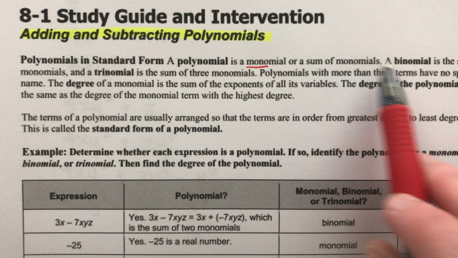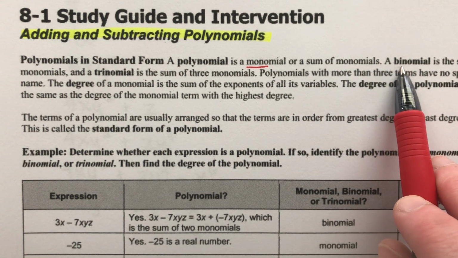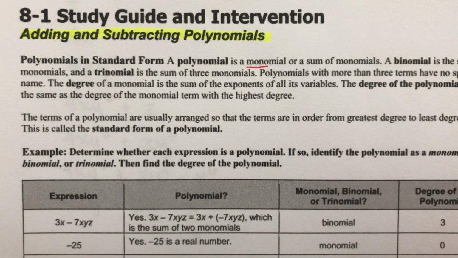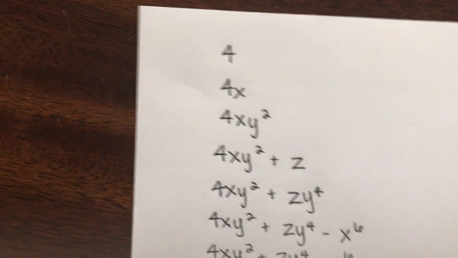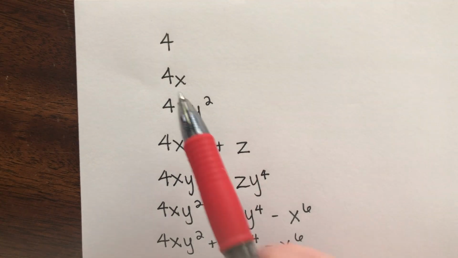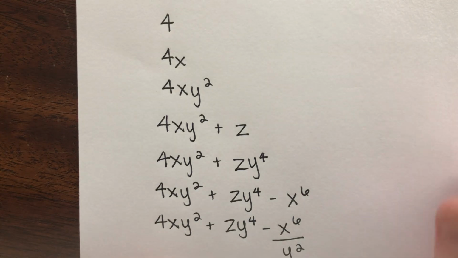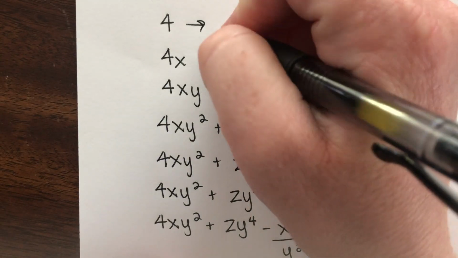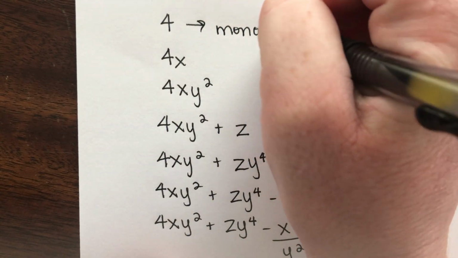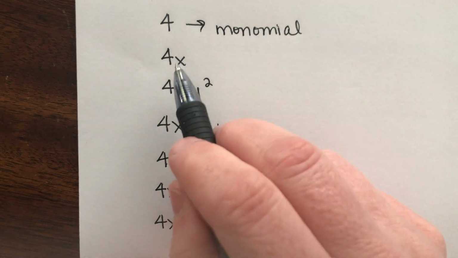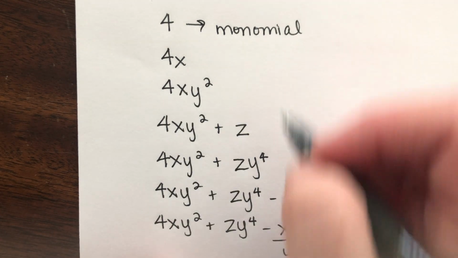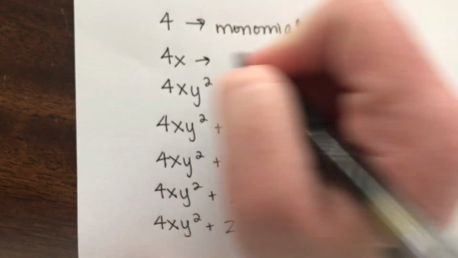Mono means one, and then it gets further. So bi means two, tri means three. We'll get further into that. So what is a monomial? I wrote it down here. Here's some examples. So if I have the number 4, that's one term, right? Terms are separated by plus and minus signs. That's one term. So that's a monomial. Just one term. Okay, what about 4x? Same thing, one term. There's no plus or minus sign, so it's still one term.